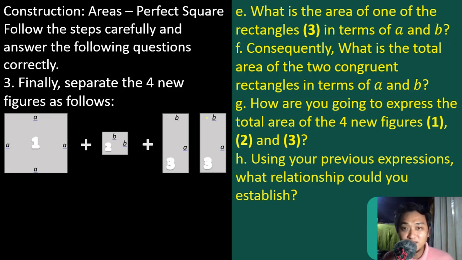What is the total area of the two congruent rectangles in terms of A and B? So, nasabi ko na yan kanina, no? Since the area of one rectangle is for figure 3, that is equivalent to AB, dalawang rectangles or dalawang figure 3, dalawang area ng figure 3, that is also equivalent to 2AB. Okay.